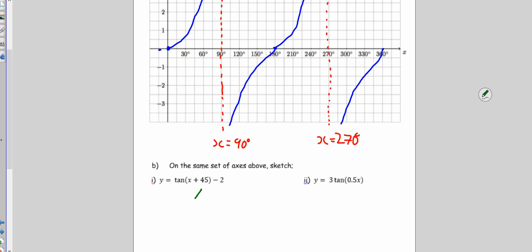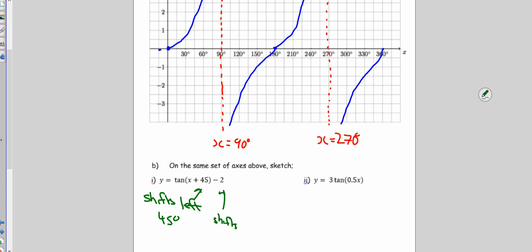And how many degrees? 45. So it shifts the opposite direction, yep. 45 degrees, yep. And the minus 2, what does that tell us? It's vertical. Shift down. Yeah, it shifts down.